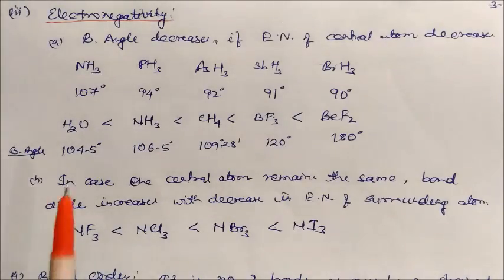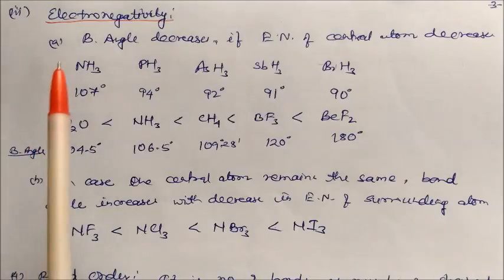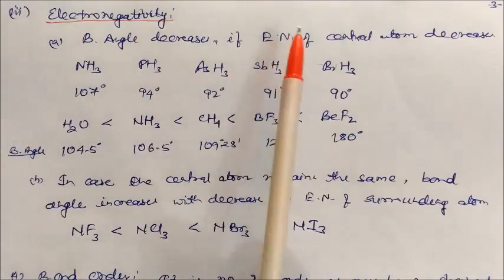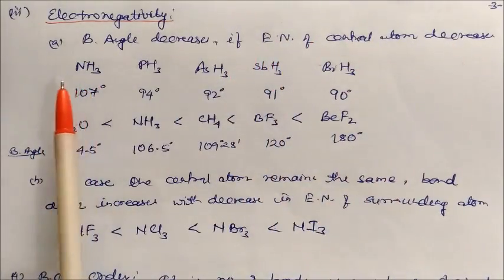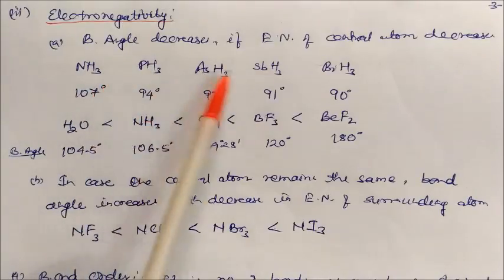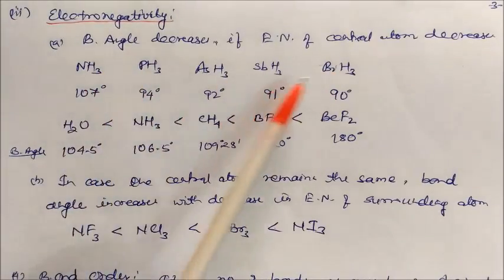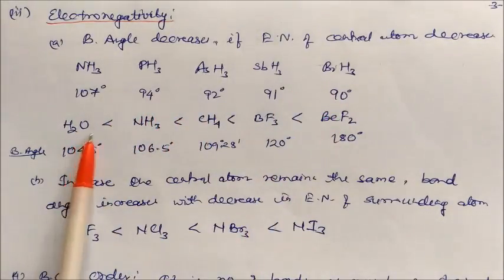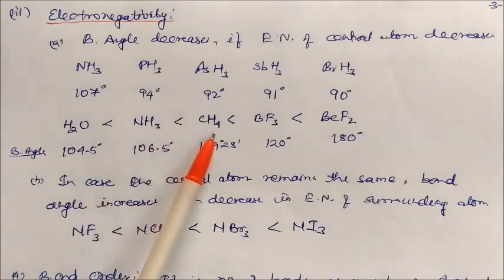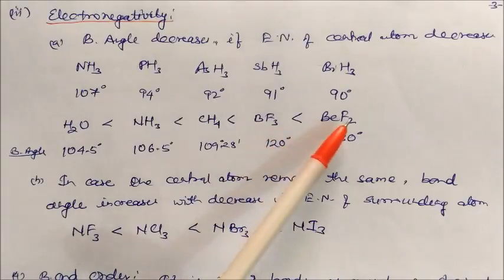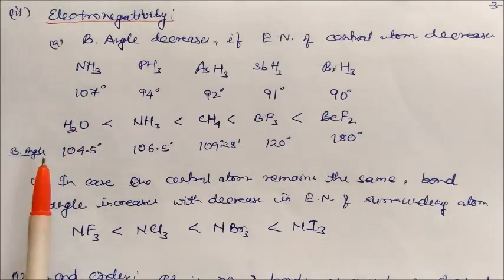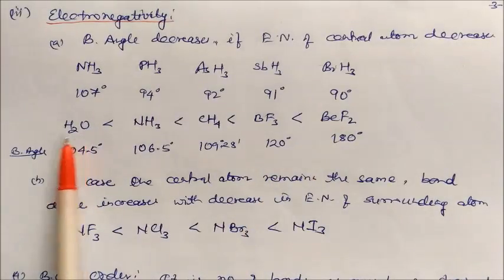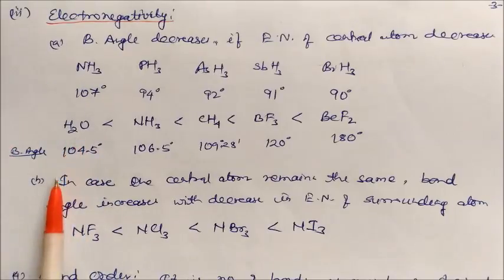And the third is electronegativity, which is affecting the bond angle. Here we have two cases. Case 1: bond angle decreases if the electronegativity of the central atom increases. You can see NH3, PH3, so hydrogen is the same, but the size of the central atom is increasing, so bond angle is also decreasing. Similarly, you can see along the period: H2O, NH3, so oxygen, nitrogen, carbon, boron, beryllium. We are going right to left of the periodic table, so bond angle is increasing. Beryllium has the largest bond angle, while the hydride of oxygen has the lowest bond angle.